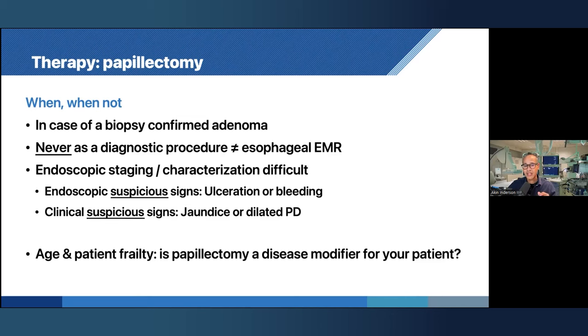Sometimes endoscopic staging and characterization may be difficult, but look for endoscopic suspicious signs like ulceration and bleeding, and clinical suspicious signs like jaundice or a dilated PD. These may indicate advanced adenomas or even early cancers. But also take into account the age and frailty of your patient. Is papillectomy really going to be a disease modifier for your patient?